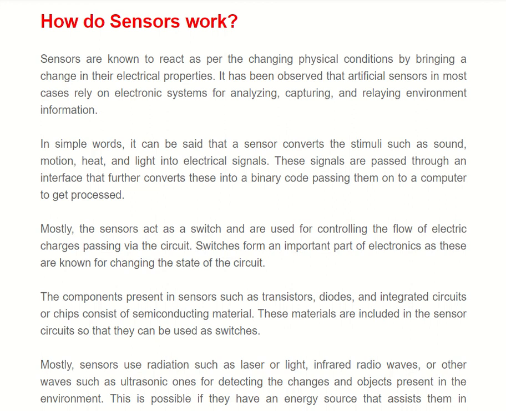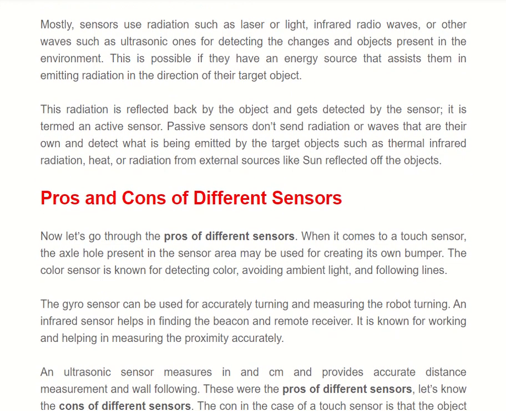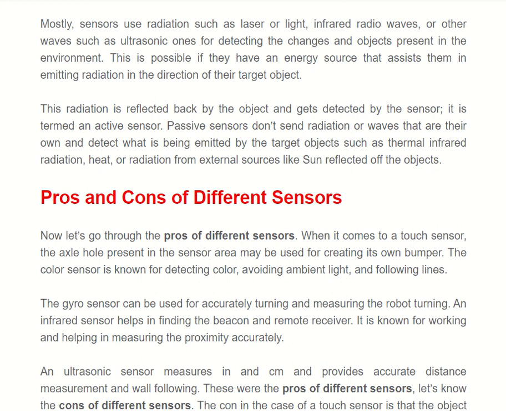Now most sensors use radiations like laser or light, right? IR, radio waves or other waves like ultrasonic for the detection of change in an object present in the environment as well. And that is possible if they have energy sources that assist them in emitting radiation in the direction of that target object. So this radiation is reflected back by the object and then gets detected by the sensor, and it is termed as an active sensor.